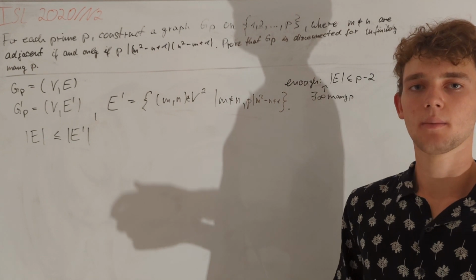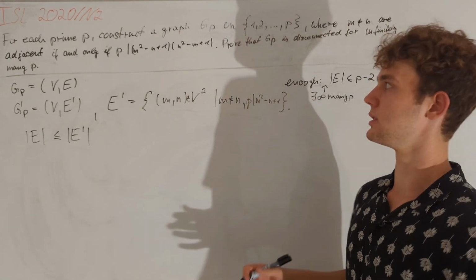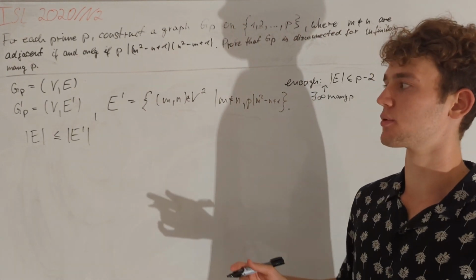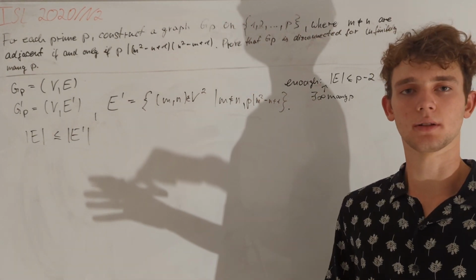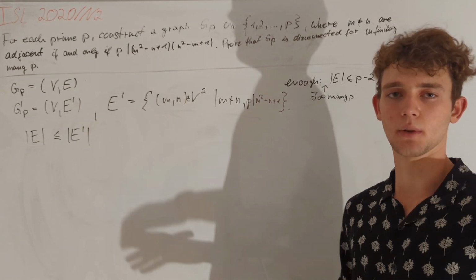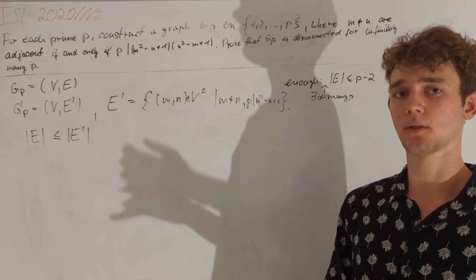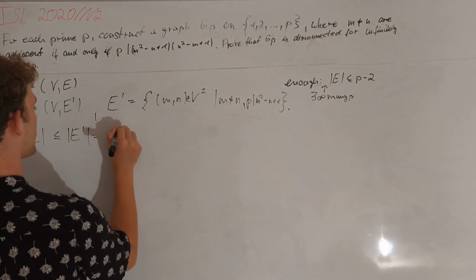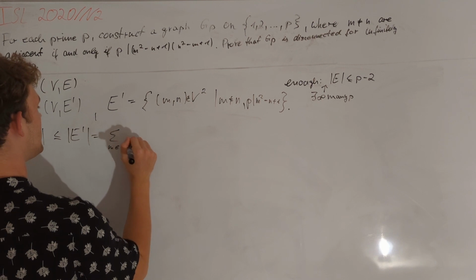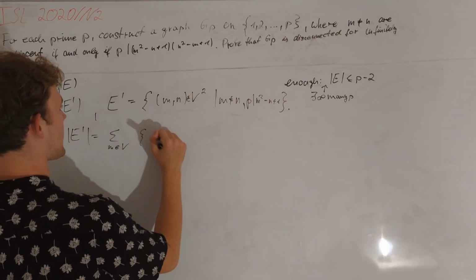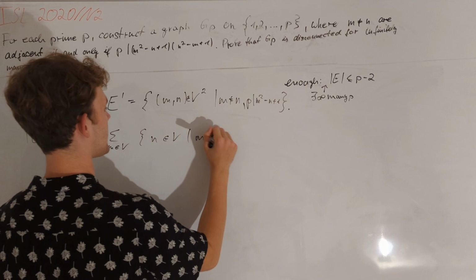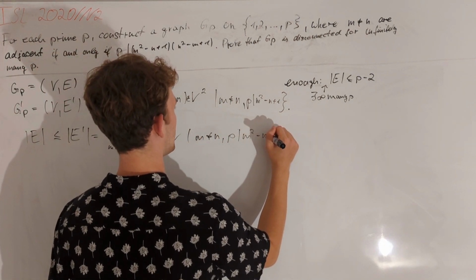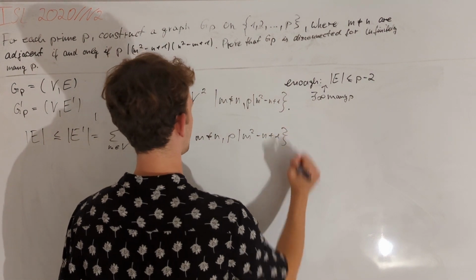This is nothing but the sum going over all vertices M of the number of outgoing edges from M in G prime P. Because then we would count every edge exactly once, because every edge has one vertex from which it comes out. So this is nothing but the sum of M in V of the magnitude of the set of N in V, such that M is not equal to N and P divides M squared minus N plus 1.